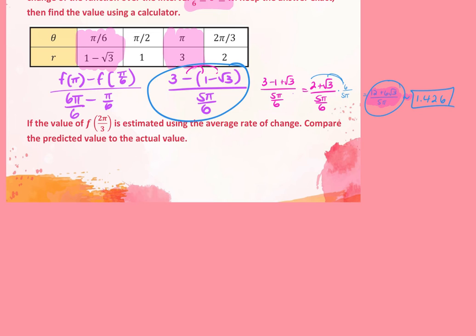Okay. It says if the value of f of 2 pi over 3 is estimated using the average rate of change, compare the predicted value to the actual value. Okay, this process is weird, but once you get it, it should be easy. We are going to pretend like we don't know what f of 2 pi over 3 is yet. We're going to find it and then we're going to compare it to the actual value, okay?